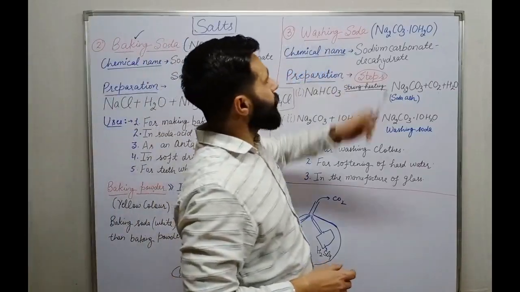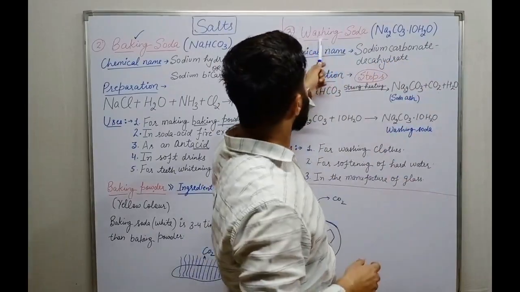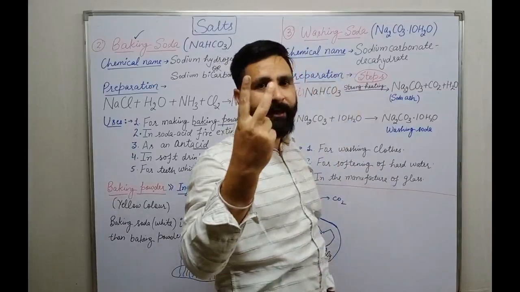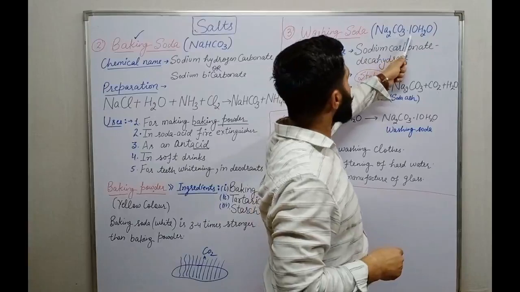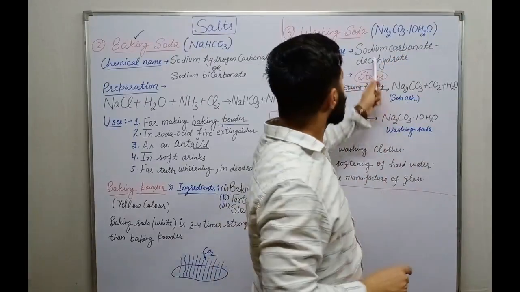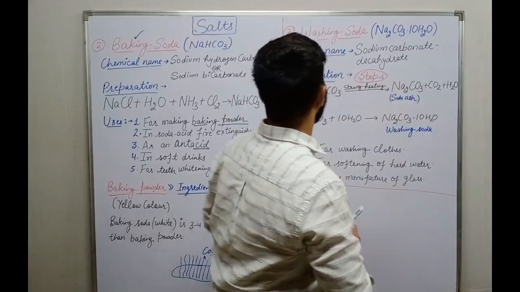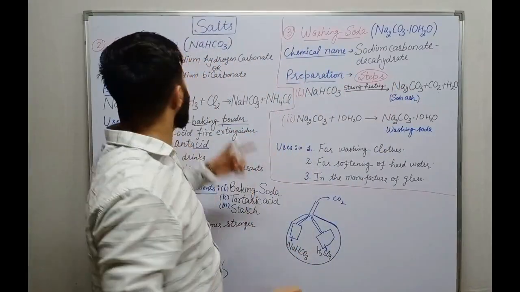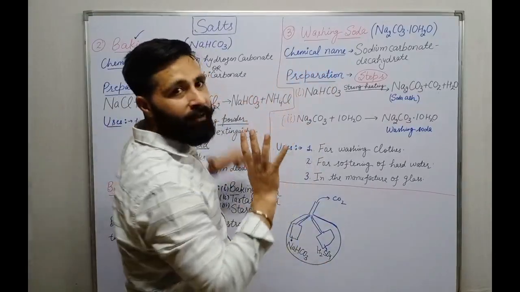Next, washing soda. Formula of washing soda is Na2CO3·10H2O. Again, first question, general name: washing soda. Second question, chemical name: sodium carbonate, with 10 we say deca, sodium carbonate decahydrate. Now preparation, keep it in mind, you can prepare it from baking soda. If this topic is clear, this topic you can learn very easily.